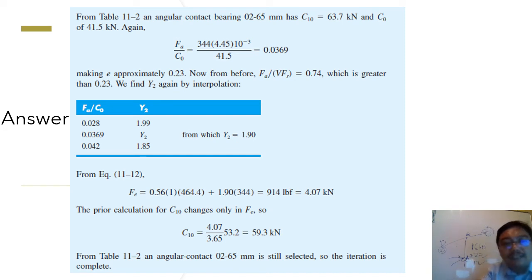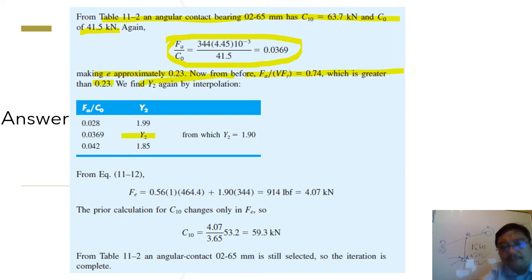This is the last slide for it. So for the table 11.2, angular contact bearing 03 series, C10 is 63.7, C0 is 41.5, and you get this. 0.0369. E approximately 0.23. Now which is greater than 0.23, you again by interpolation get 1.9. Which again is an in between value.